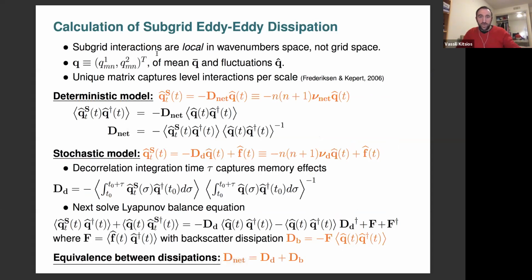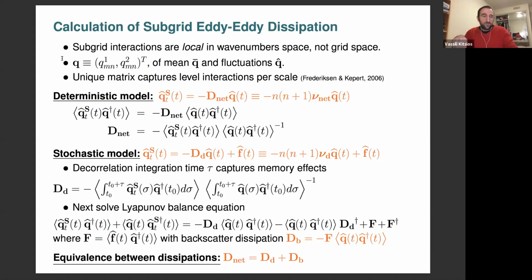First, we'll tackle the eddy-eddy term. The key point here is that the subgrid interactions are local in wave number space. And this comes out in the closure theory, not in grid point space. So what I'm saying by that is, I can write a model for the subgrid tendency for a particular wave number pair as a function of only that wave number pair. I can't do that in grid point space. I can't say that the subgrid tendency at a particular point in space is only dependent on that point in space, because it's dependent on the surrounding points in space as well.